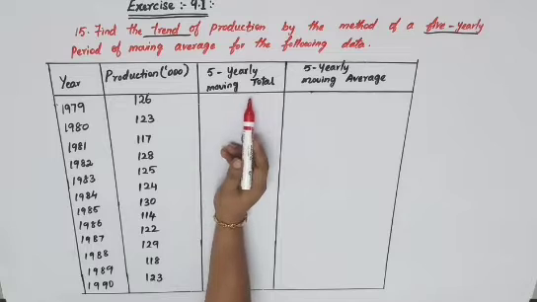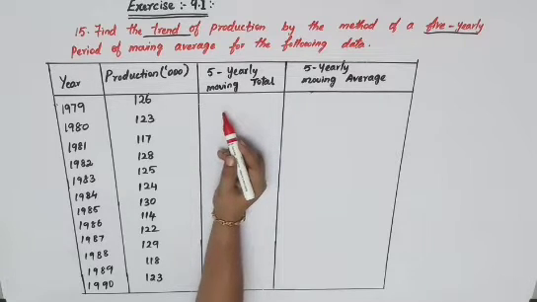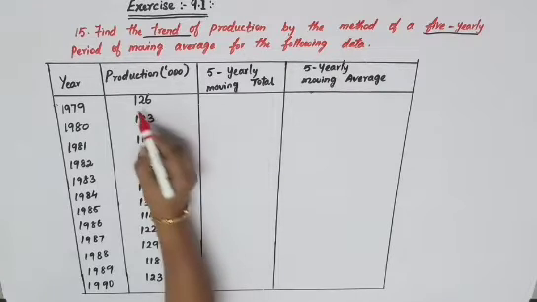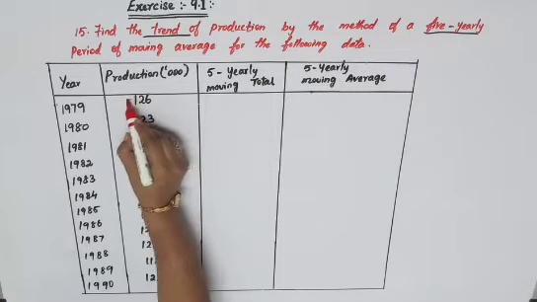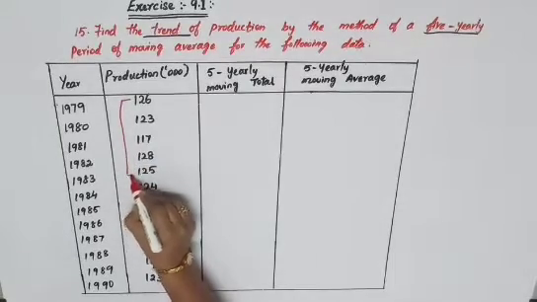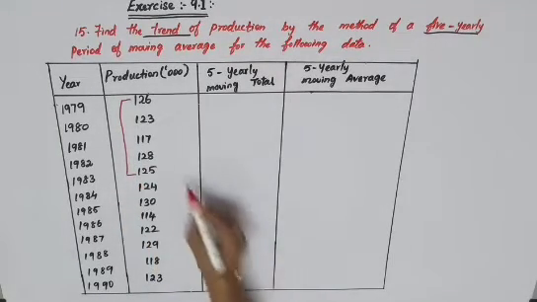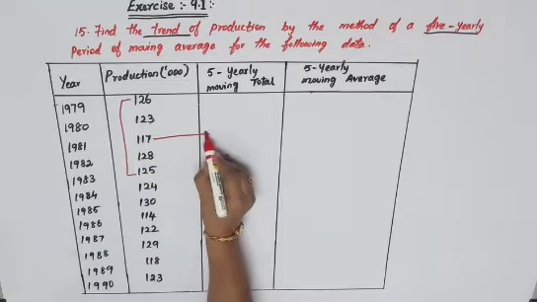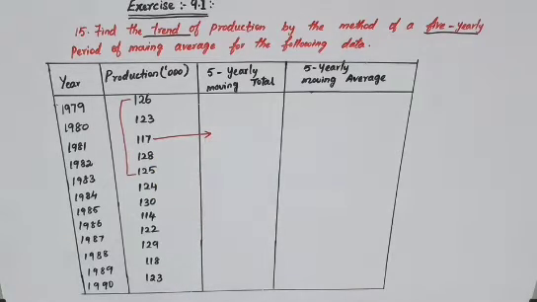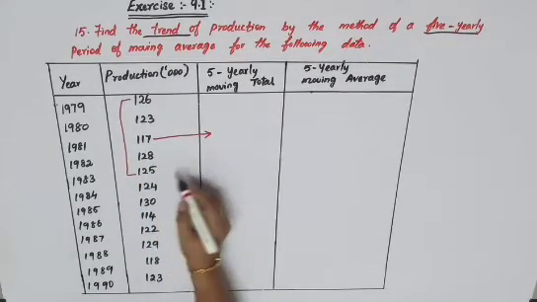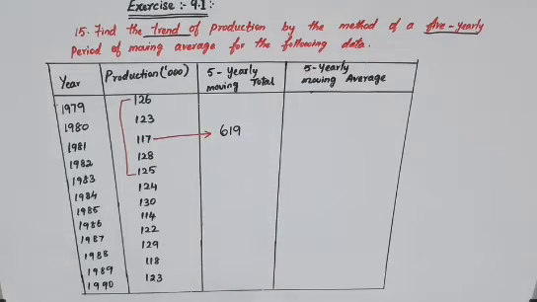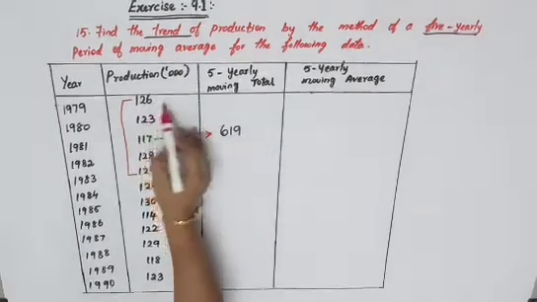So 5 numbers together you'll have to add, and straight to the middle number you'll have to write it. 5 years I'll just draw with a red pen. These 5 years you'll have to add together, and the middle will be the third term. Straight to that third number you will have to write your total now. Adding these 5 numbers, the answer will be 619.